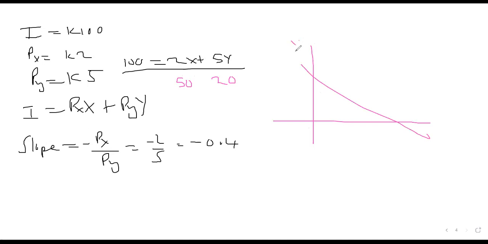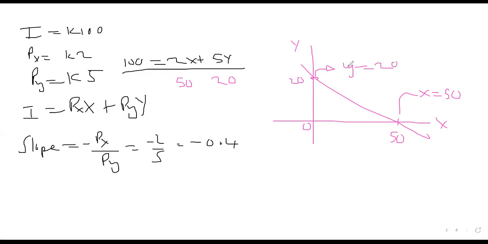So the equation will cut here. This is our y, and this is our x. Our y will cut at 20. Our x will cut at 50. Now what does this mean? This means that we're going to consume 50 units of x to finish all the money, at which y is 0. Even at this point here, to finish all the money, we're going to consume 20 units of y and 0 units of x.